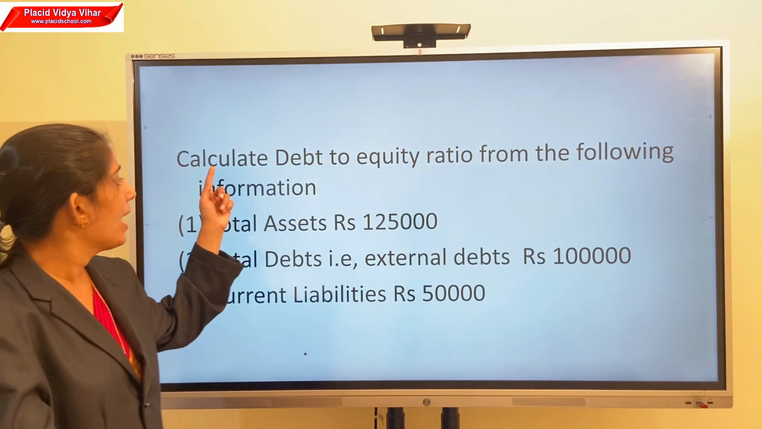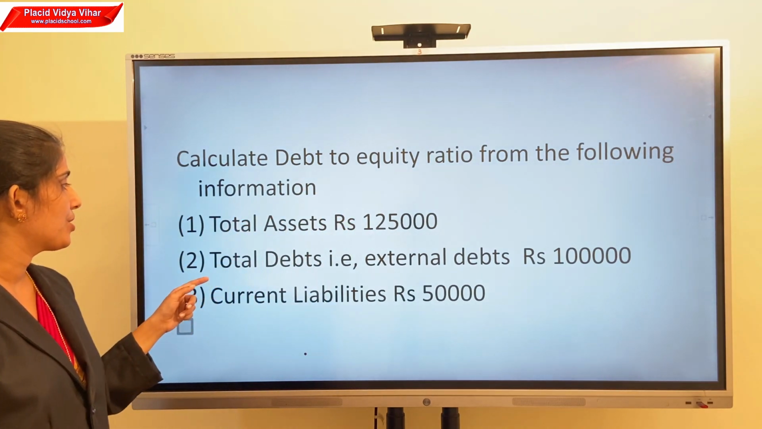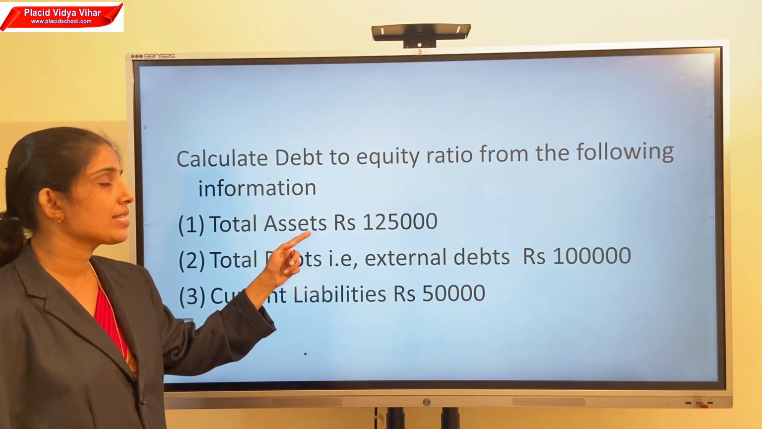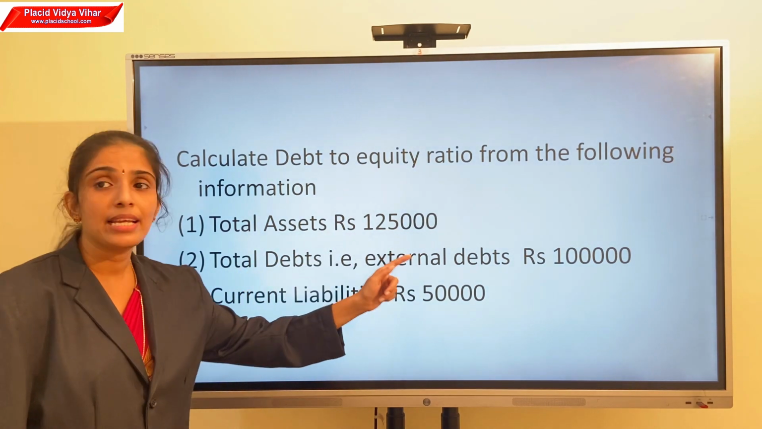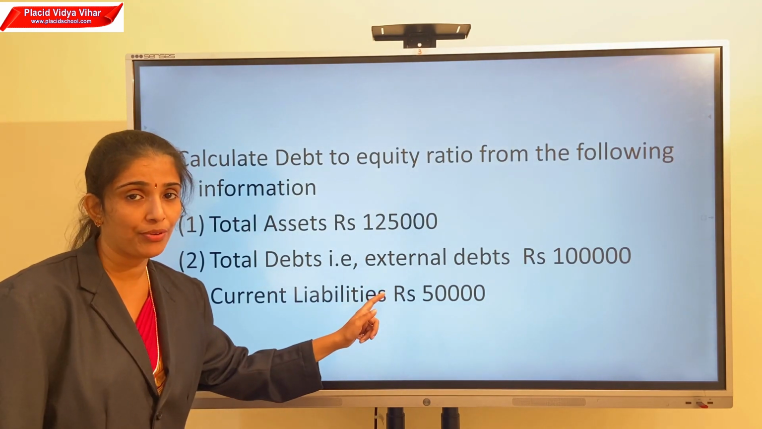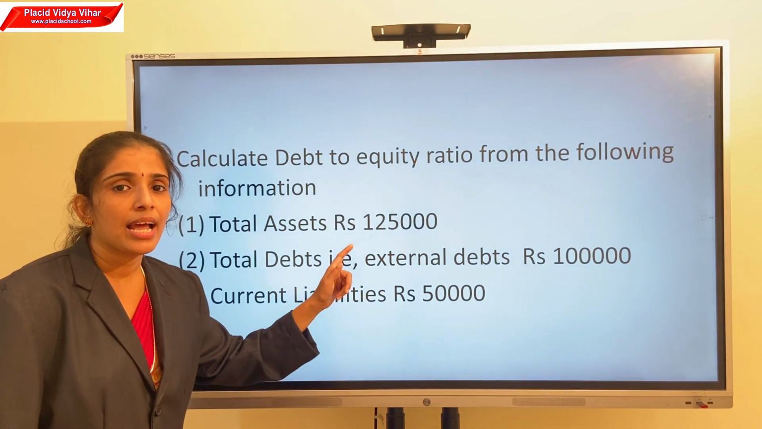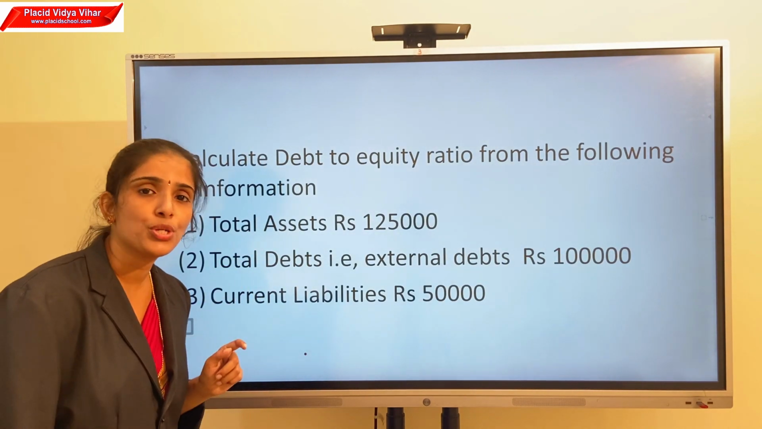In this question, calculate a debt equity ratio from the following information. Total assets rupees 1,25,000. Total debts is 1 lakh and the current liability is rupees 50,000. That means current liabilities value is included in total debts.